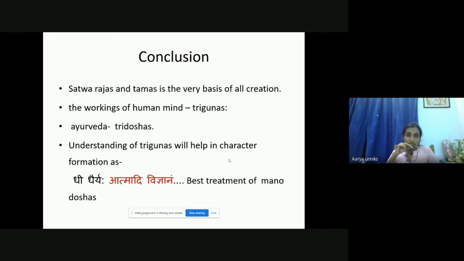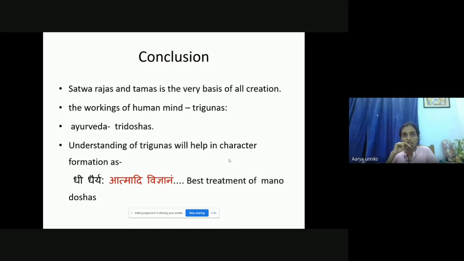So I guess you would have got an idea of what these three gunas are, how they become pathological, in which all situations they can be applied. I don't think there is any situation in which they cannot be applied. They can be applied in any situation. But how the understanding helps in character formation is because when we have a better understanding of ourselves, our character changes.